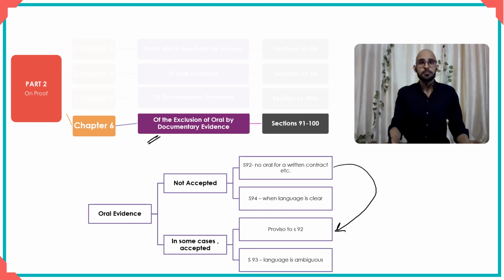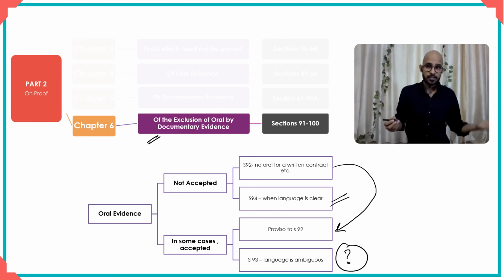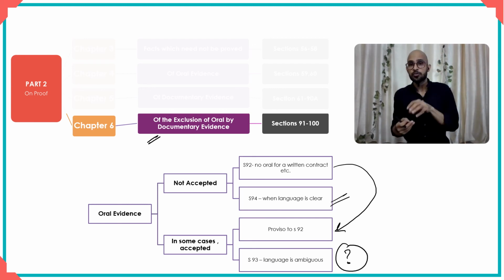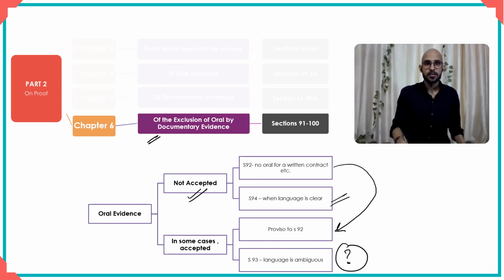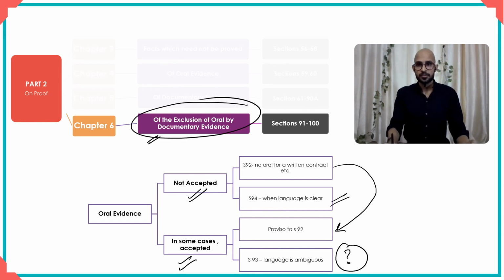And likewise, suppose the language is ambiguous. So you saw that in 94, if the language is clear, don't get oral evidence. But what if the language is ambiguous? You're not sure as to what that means. In such a case, you will allow a witness to speak about it. So there are some cases in which oral is not accepted, some cases in which oral is accepted. This basically deals with what you can expect in chapter 6.